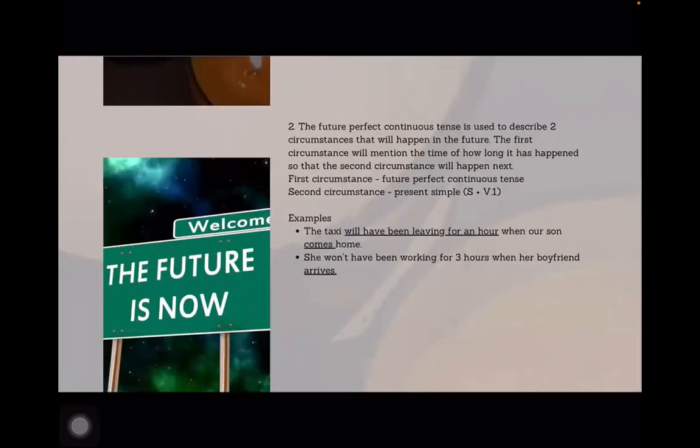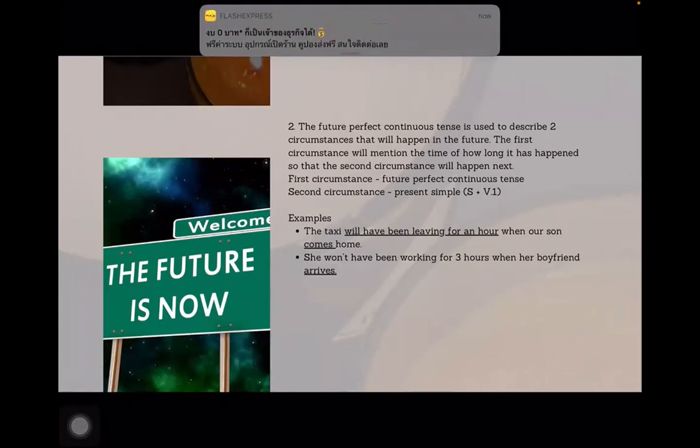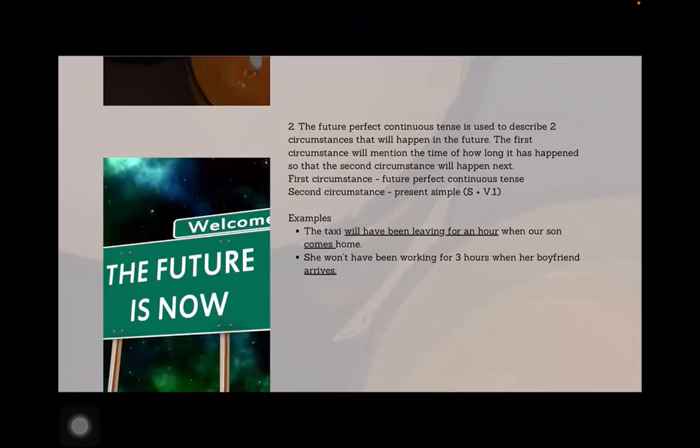And the last one is the future perfect continuous tense. It is basically used to describe two circumstances that will happen in the future. The first circumstance will mention how long it has been happening, so that the second circumstance will happen next. In the first circumstance, we use future perfect continuous, and for the second circumstance, we use present simple. For example, the taxi will have been waiting at the house for an hour when Osan comes home.